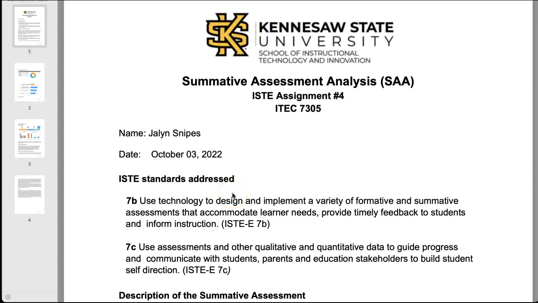Standard 7.2, ISTE Criterion 24. Use assessment data to inform and guide instruction based on individual student needs. Use technology to design and implement a variety of formative and summative assessments that accommodate learner needs, provide timely feedback to students, and inform instruction. For Artifact 12, I created the summative assessment analysis.